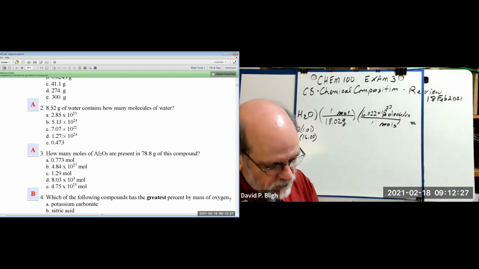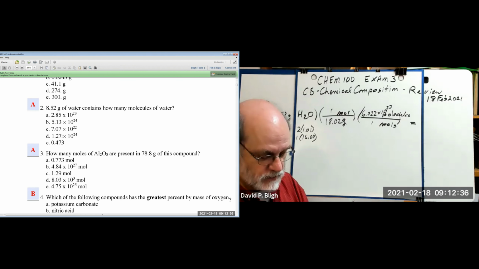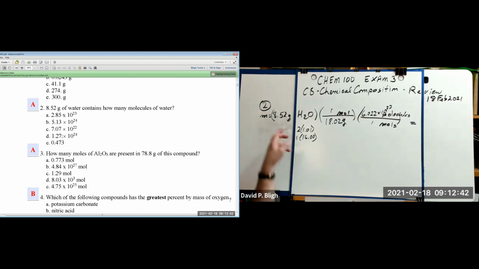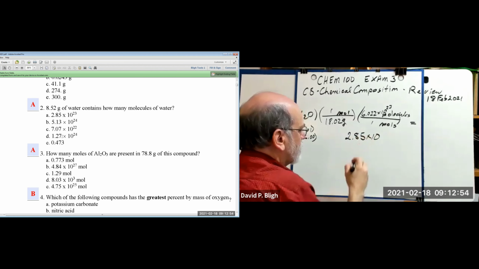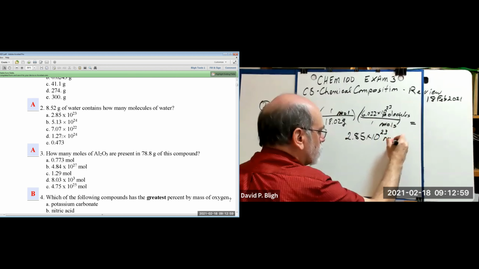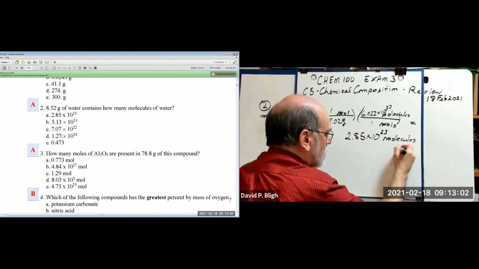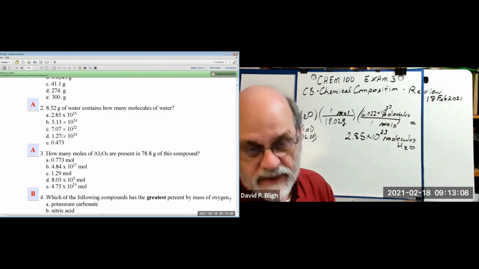And we have 8.52 grams divided by 18.02 times Avogadro's number, 6.022 exponent 23. And I get, rounded off to 3 significant figures, 2.85 times 10 to the 23rd molecules of water. Okay? And that would be A.